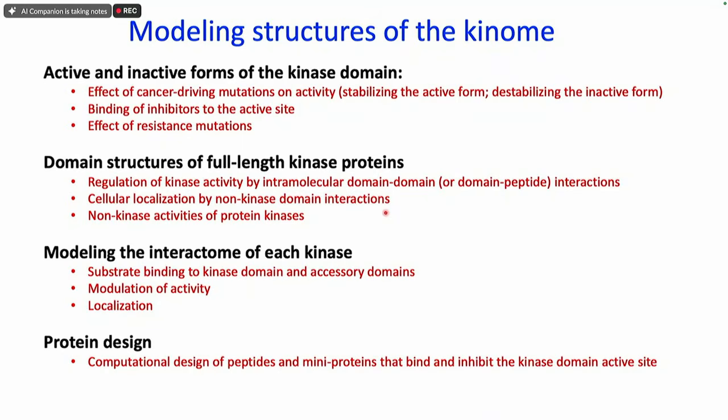We also want to model how kinases interact with other proteins. Their substrates in particular, but also other proteins that regulate the kinase, either where it is in the cell or whether it's active or not, how it interacts with other proteins. And then finally, we're using protein design. We and other groups are using protein design to design small proteins that might inhibit a kinase or relocate it.